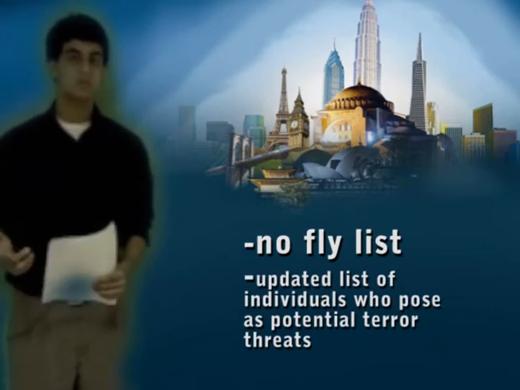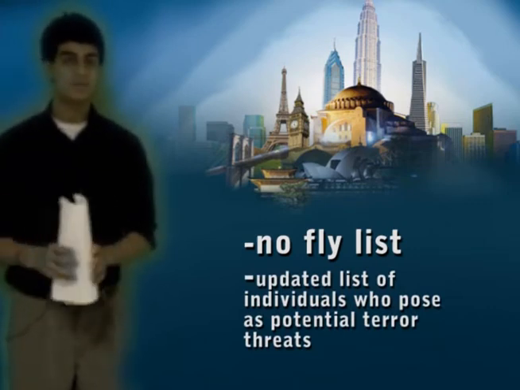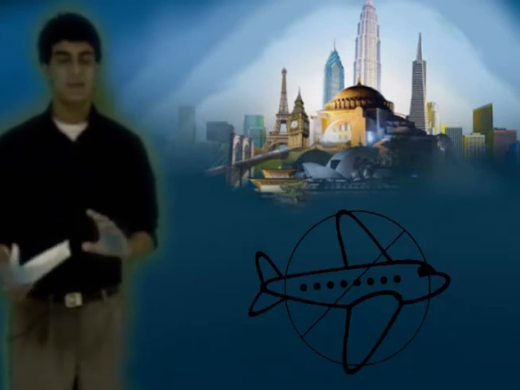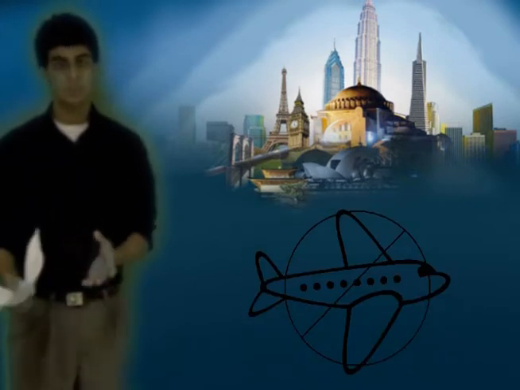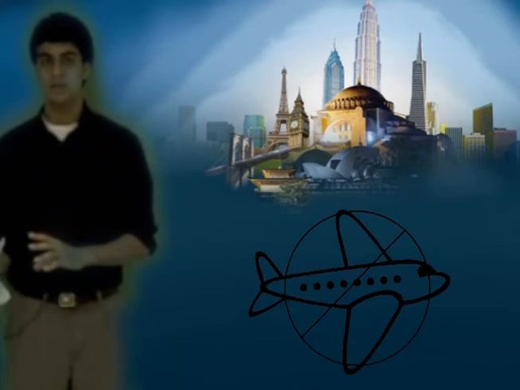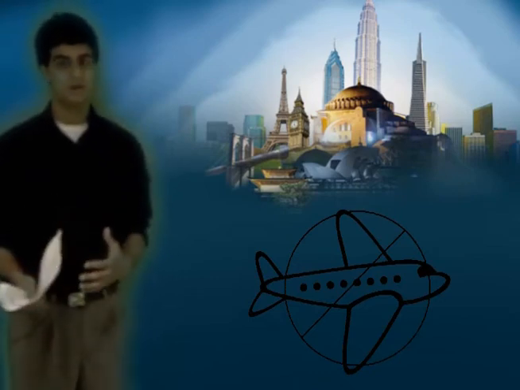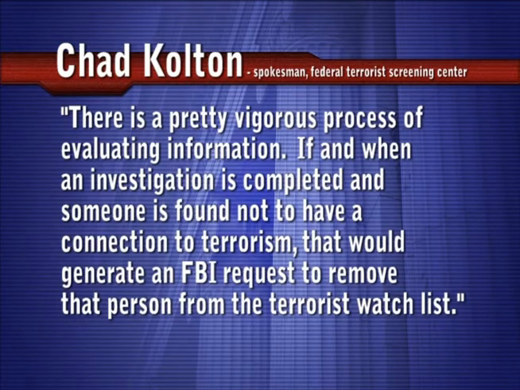When an individual's name is placed on such a list, it becomes very hard for him or her to fly. That person would have to go through an extensive screening process before being allowed to board an airplane. Sometimes even a background check is required. Chad Colton, spokesman for the Federal Terrorist Screening Center, said there is a pretty vigorous process of evaluating information. If and when an investigation is completed and someone is found not to have a connection to terrorism, that would generate an FBI request to remove that person from the terrorist watch list.